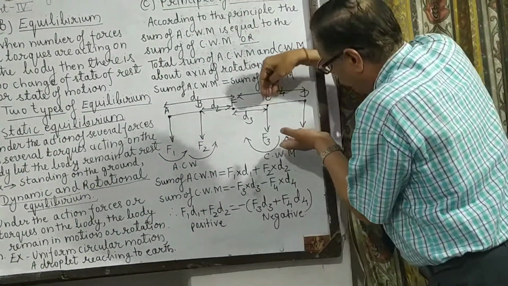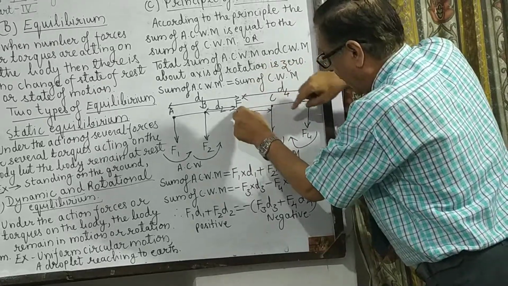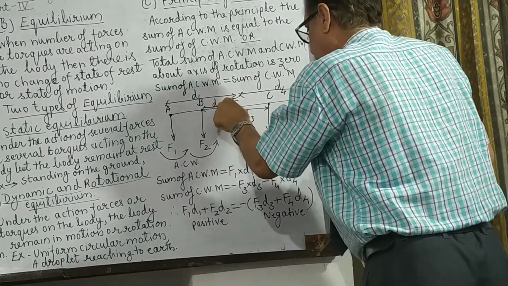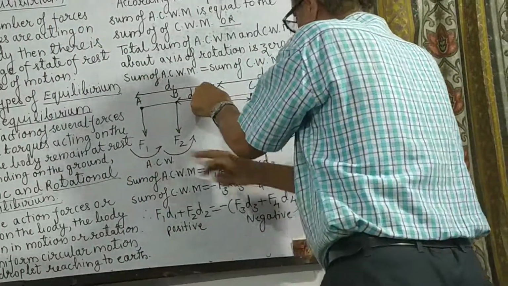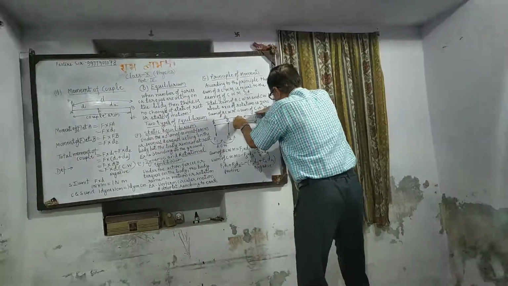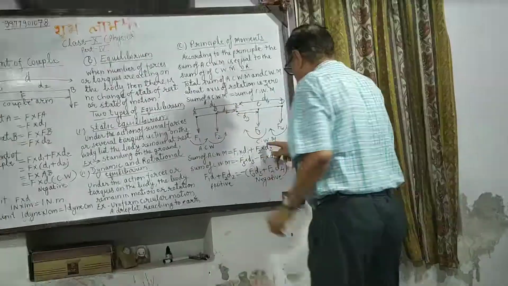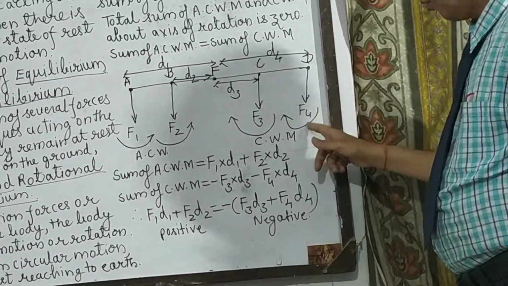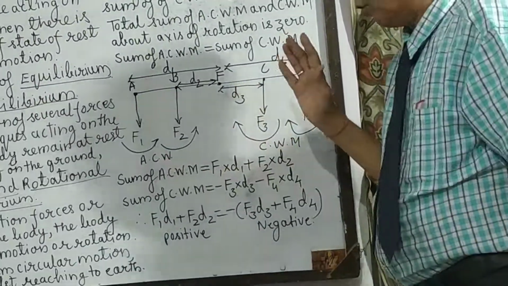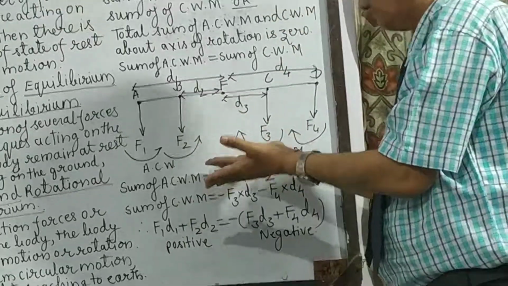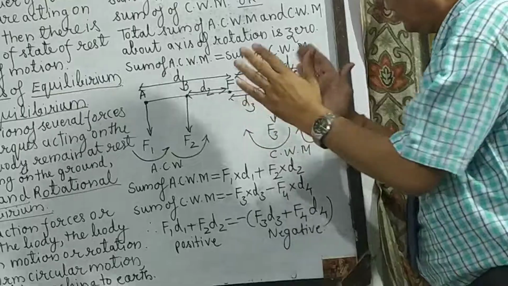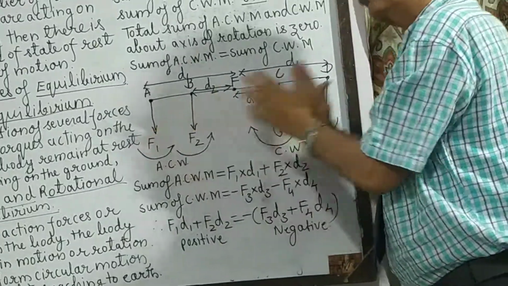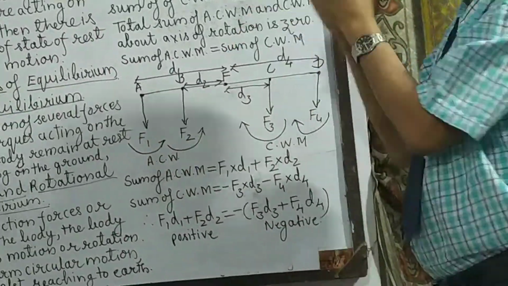So F3 will move downward about F. F is here, F will remain here, but this portion will move like this. So this is clockwise. F4 will also move like this. This is also clockwise. So both these are clockwise and the other 2 are anti-clockwise. It can be 3 anti-clockwise, 2 clockwise. The main thing is that the total sum of ACW should be equal to the sum of CW, whether they are 2 or 3.